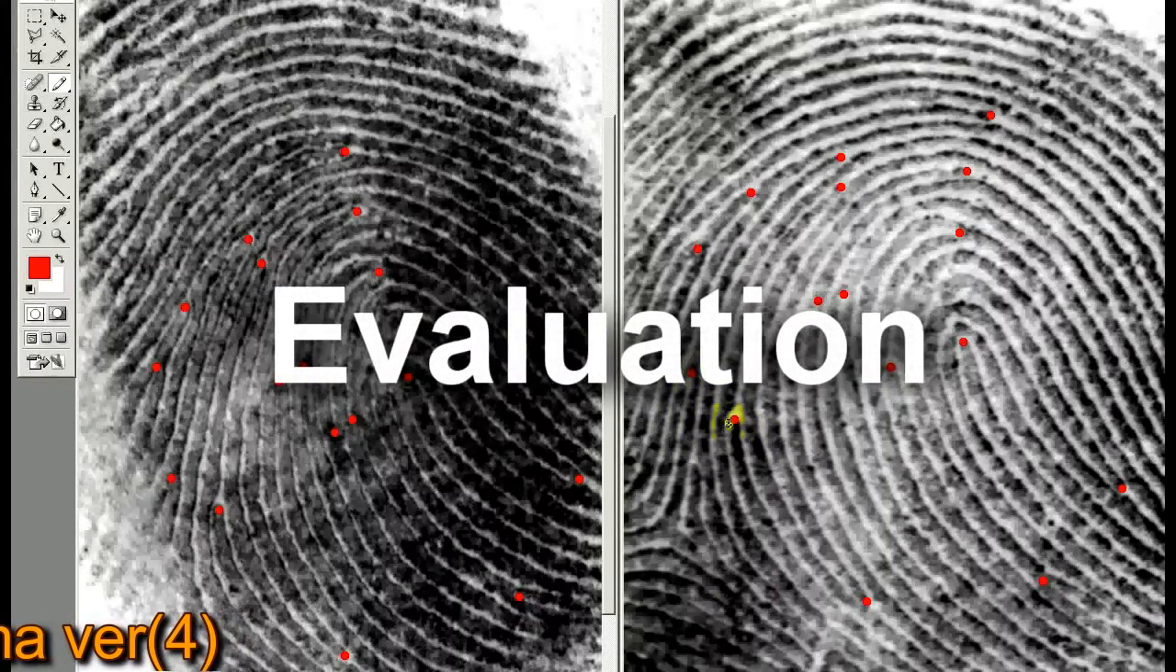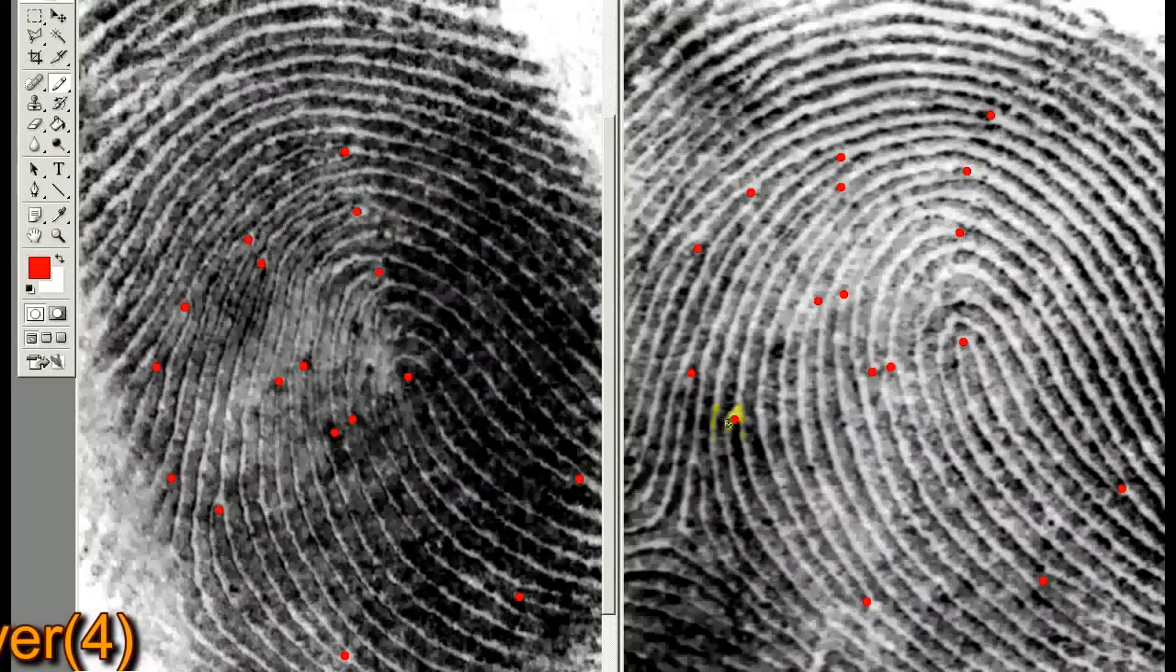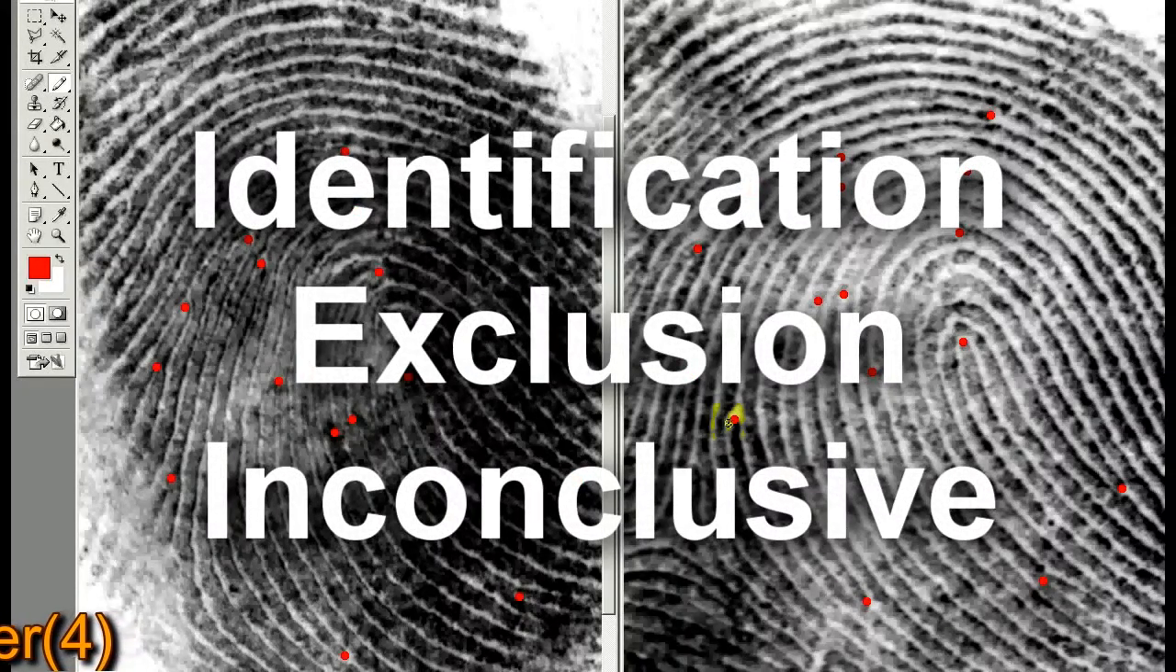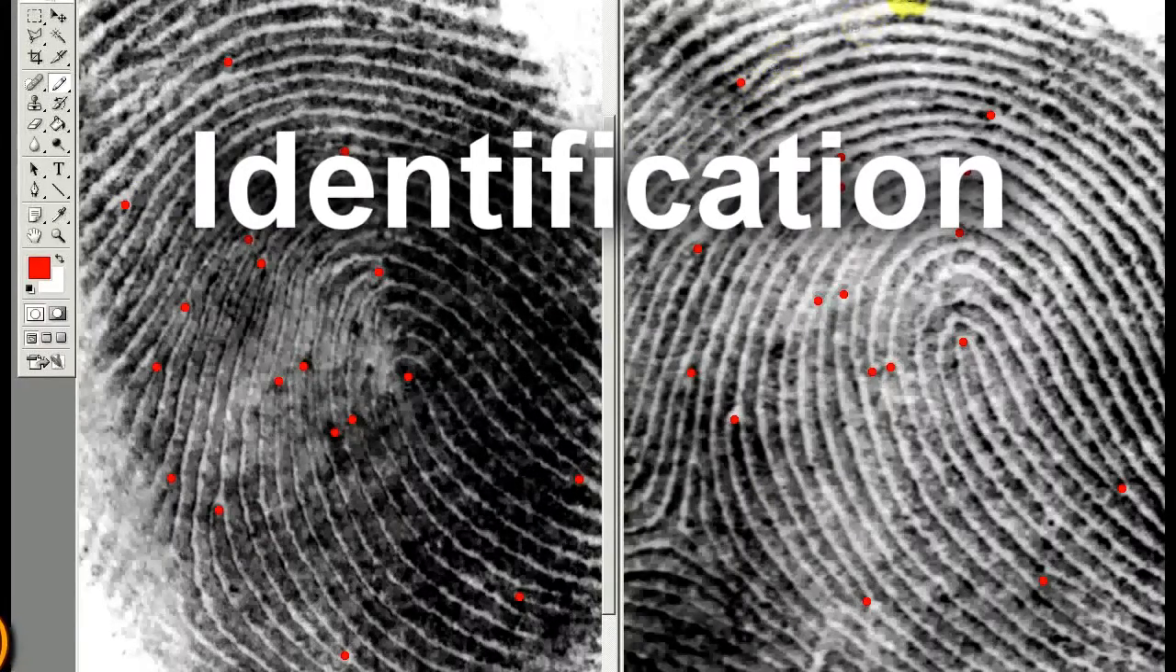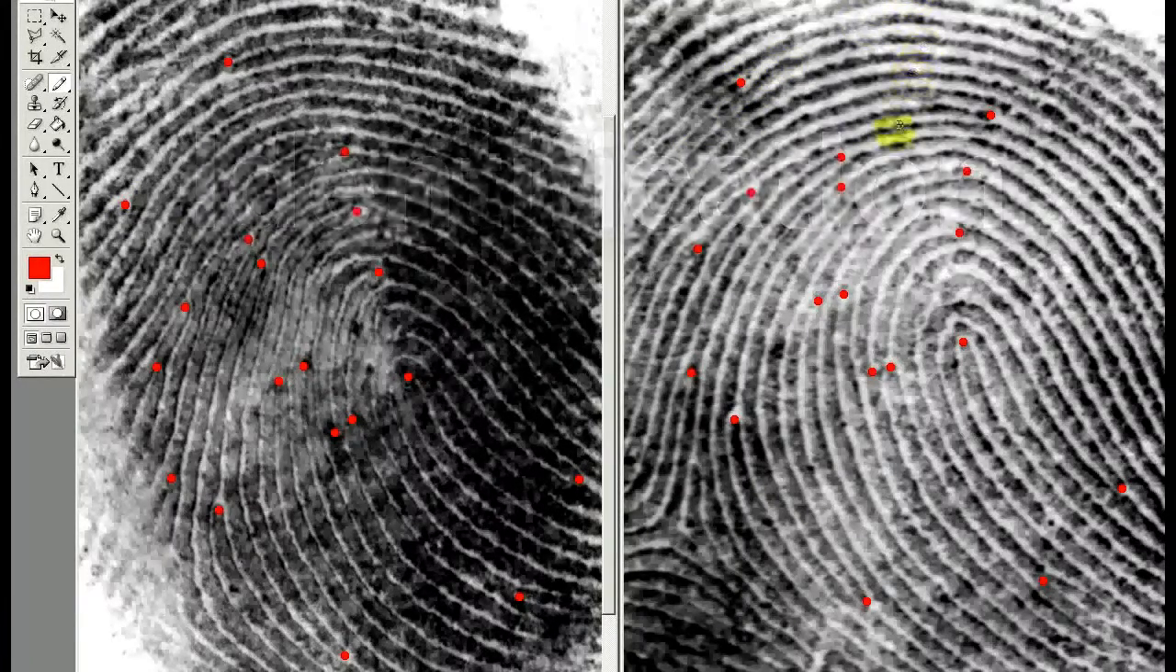The third phase in the comparison process is the evaluation phase. We look at the similarities and any differences that we found during the comparison phase and come to a conclusion of identification, exclusion, or inconclusive. For this example, there are enough clear features that share the same orientation and unit relationship in both prints to come to the conclusion of identification that these 2 prints were made by the same finger.